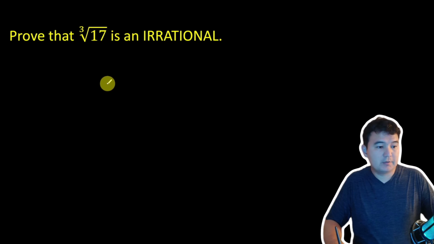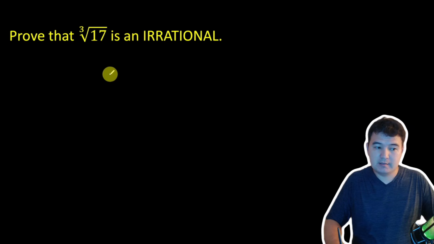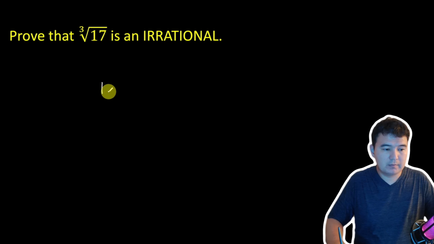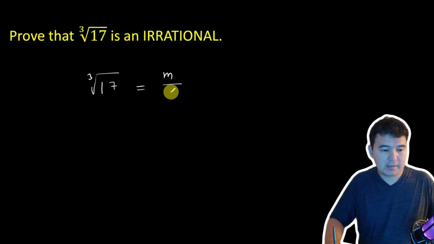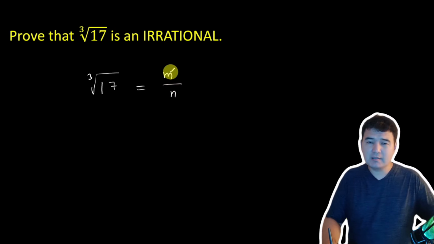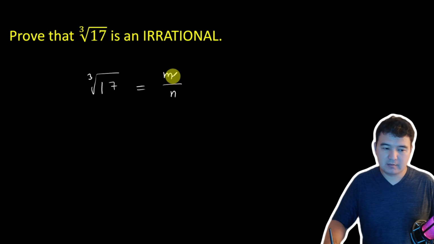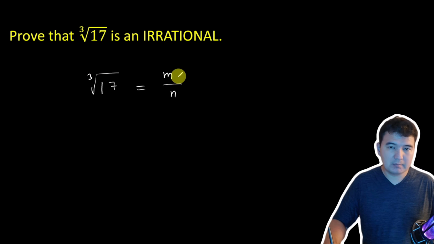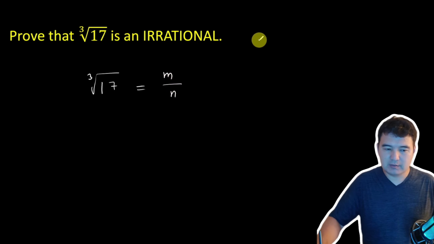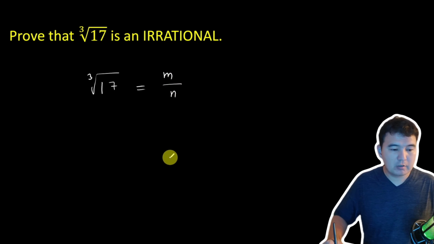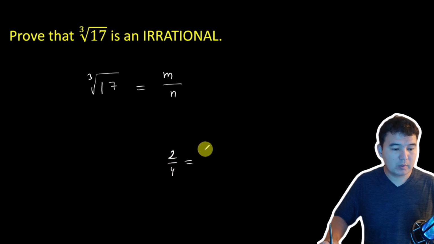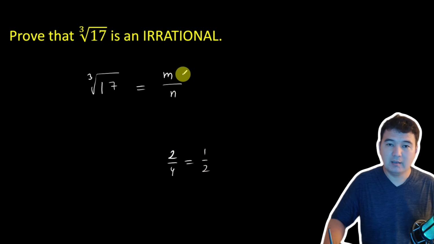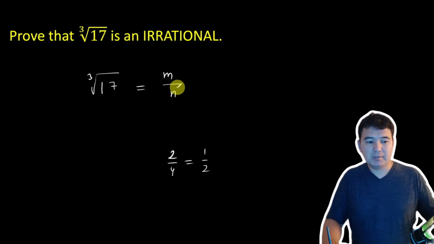So we are going to prove this by contradiction. Let's assume that the cubic root of 17 is a rational number, which means we can represent it as a fraction m over n. This is an irreducible fraction. If it were simplifiable, we would have simplified it. So it's not a fraction in the form of 2 over 4, because if you simplify this fraction, you get 1 over 2. So this is a fraction in its simplest form.